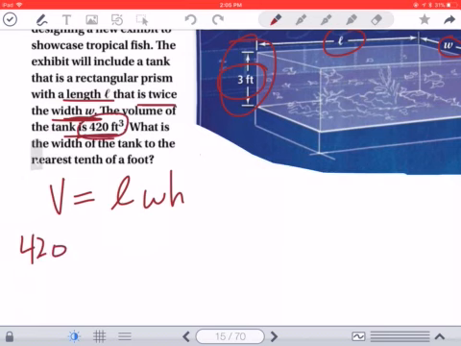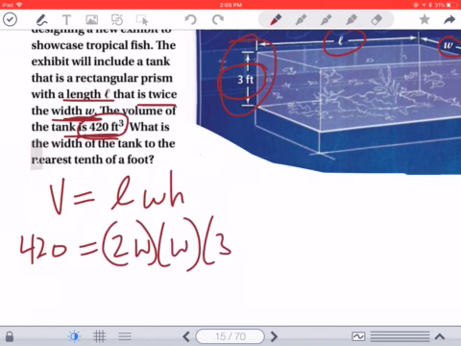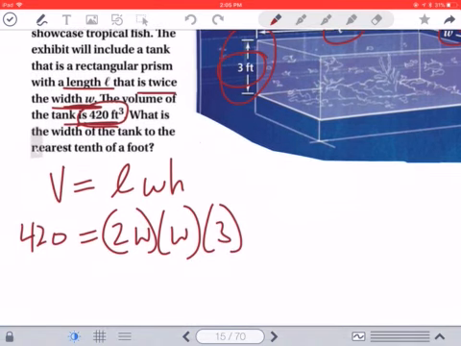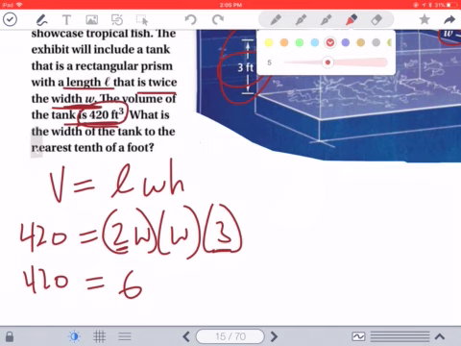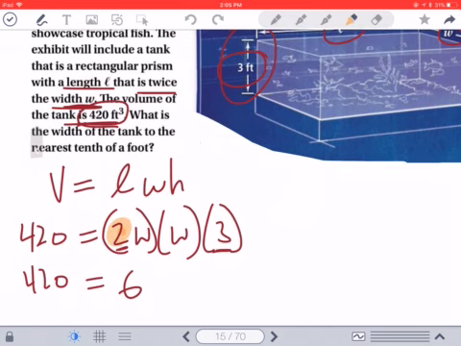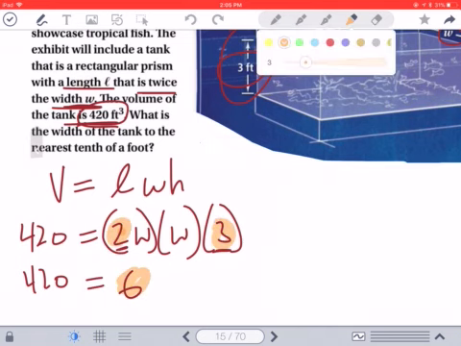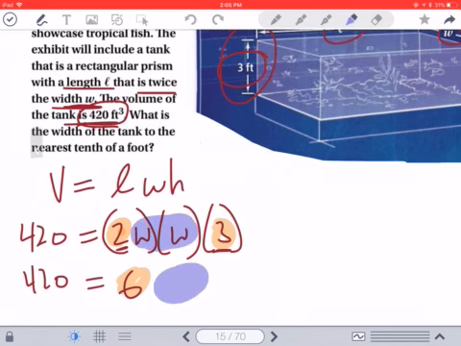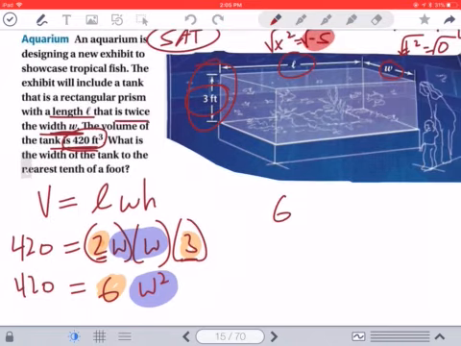So I'm going to start plugging in things I know. This is 420. I know that the length is twice the width, so I'm going to put 2W, and I'm going to put W for the width. And I know the height is 3. All right, and then I have 420 equals 2 times 3, which is 6. If you want to break this down using some colors, 2 times 3 is going to be 6. And then W times W is going to be W squared. I'll rewrite it over here: 6W squared equals 420, just flip sides.